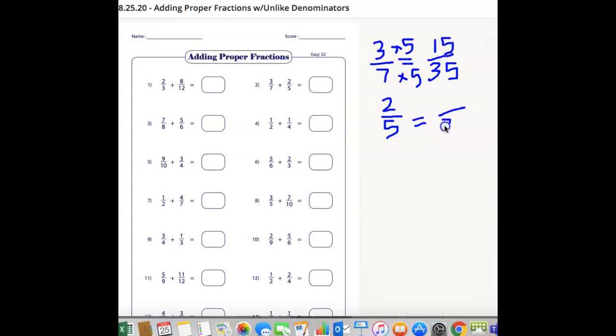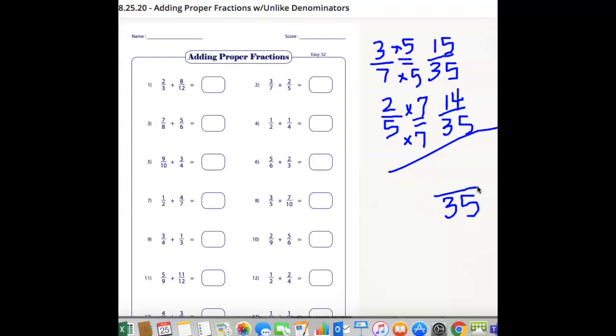And then we come down here, and we have found 35 to be the common denominator. So now we just have to go 5 times what is 35? You know that 5 times 7 is 35. And we know the rule that whatever we do to the bottom, we have to do to the top. So now we know this. 2 times 7 is what? 14.